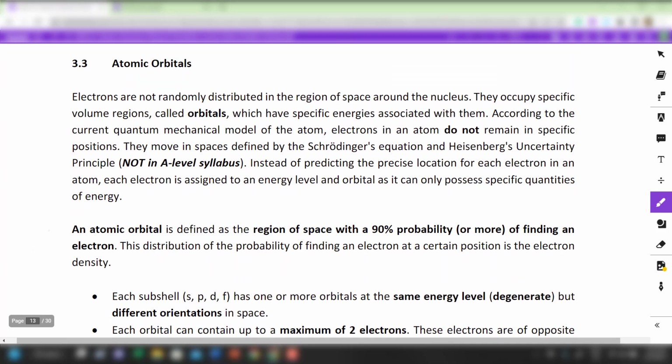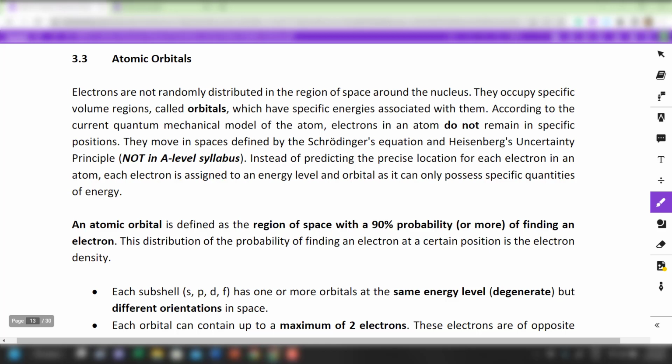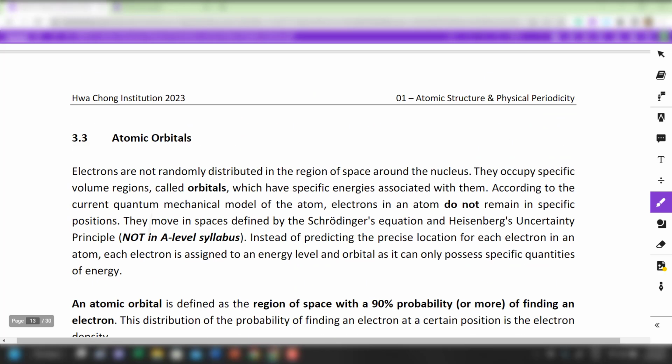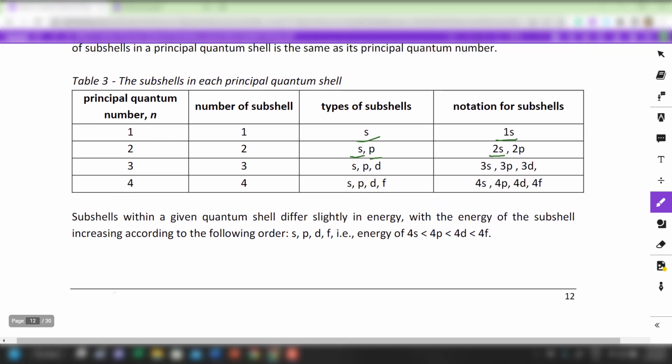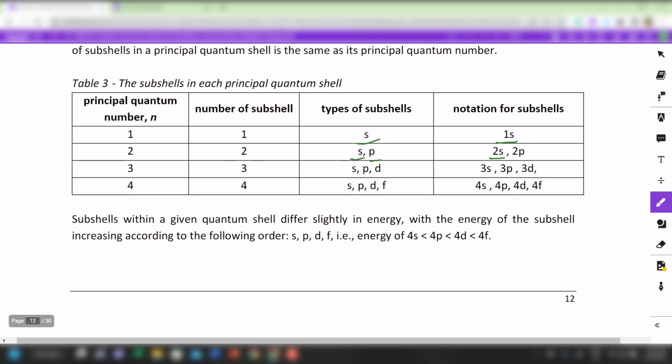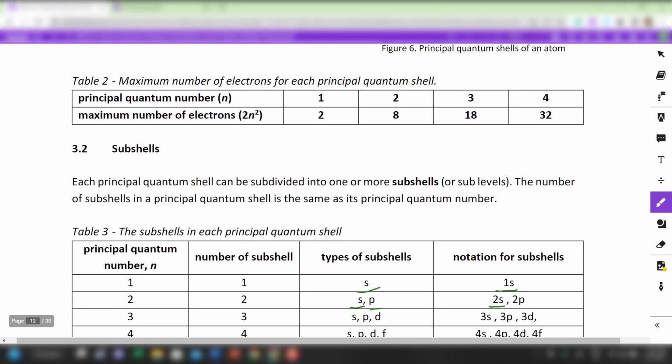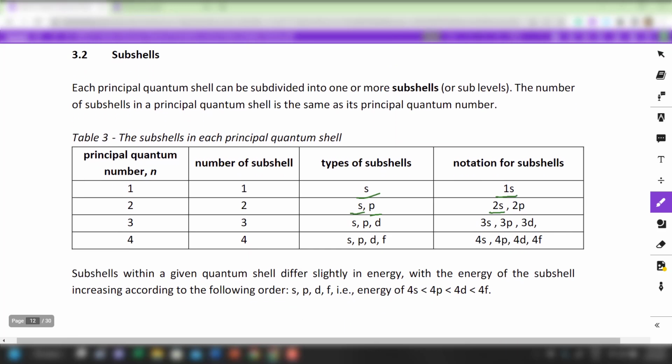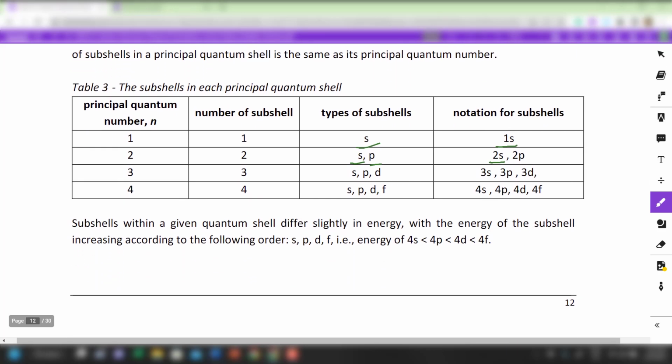Each subshell will be made up of orbitals. We call them atomic orbitals. You can see from here that for principal quantum number 2, there is a total of 2 types of subshells, S and P. If you look at the above, the total number of electrons that is possible for principal quantum number 2 is 8. So the 8 electrons will be distributed between the 2s and the 2p subshells.